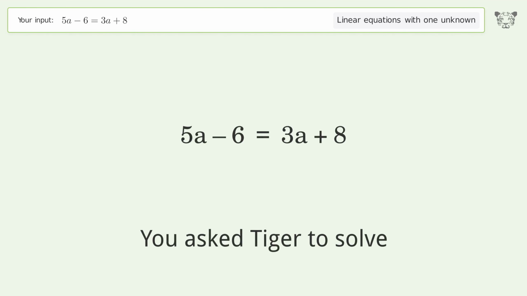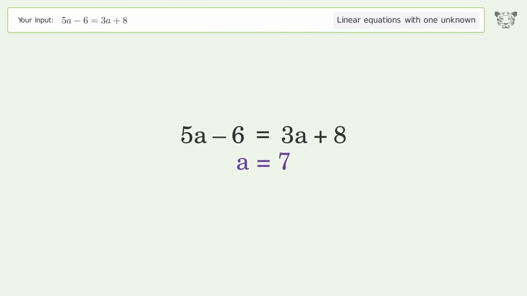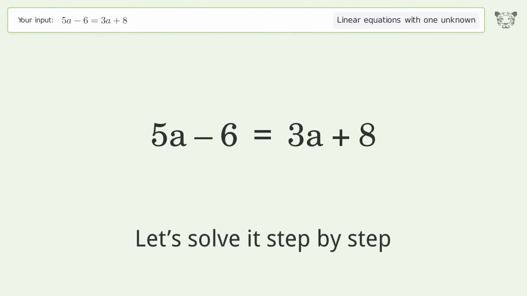You ask Tiger to solve. This deals with linear equations with one unknown. The final result is a equals 7. Let's solve it step by step.